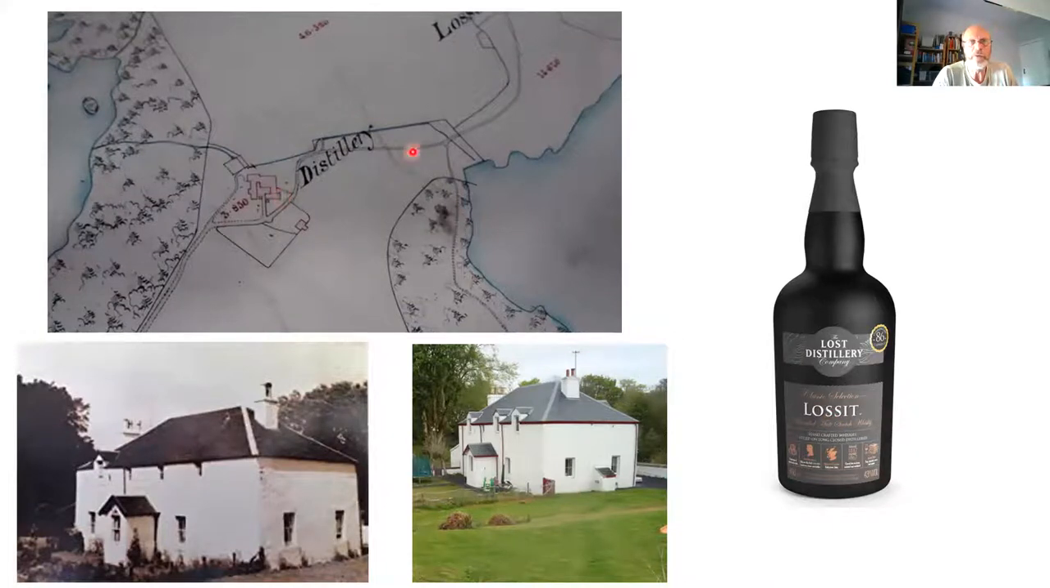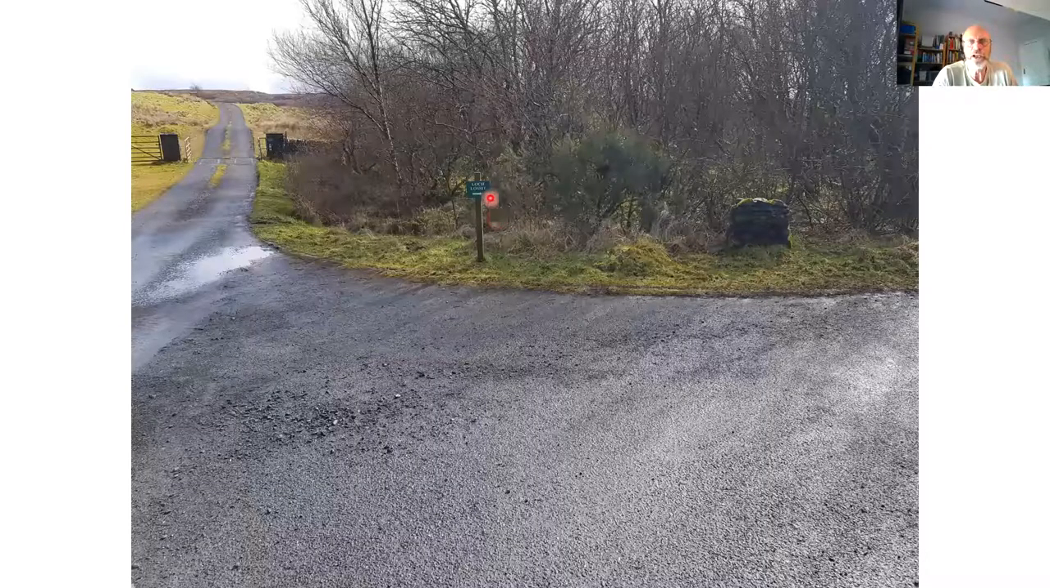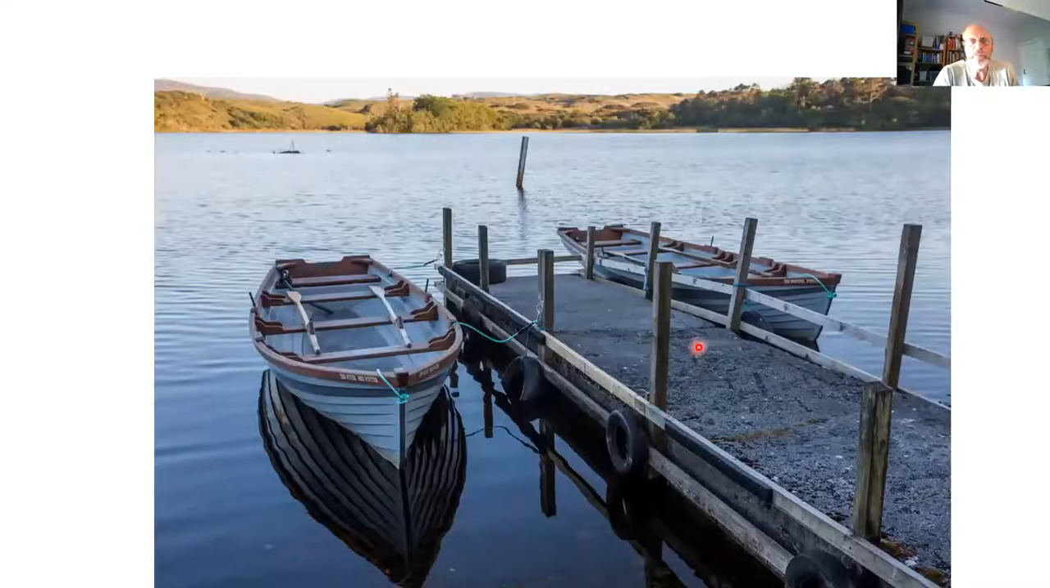And we walk up towards Loch Losset, and we get to this little junction here. And here's the junction with a nice little sign saying Loch Losset. We don't go that way. That's the road that goes to the coast. This is the way we're going to go to Loch Losset. Lovely little loch. The estate do some fishing on it.